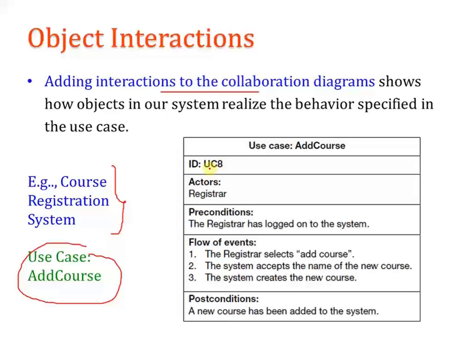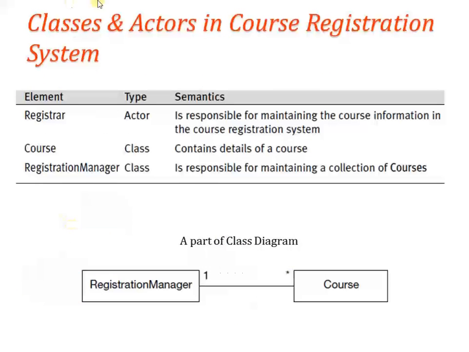The use case number is UC8, and here one actor is going to participate, which is called registrar. And then there are some preconditions, flow of events and post conditions. In this type of application we have certain classes and actors who participate in the execution. The first one is called a registrar. Registrar is an actor who is responsible for maintaining the course information system.